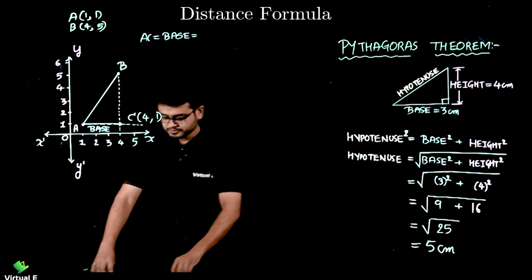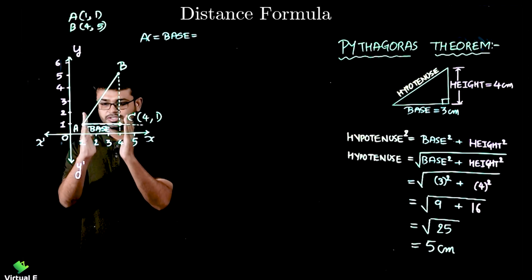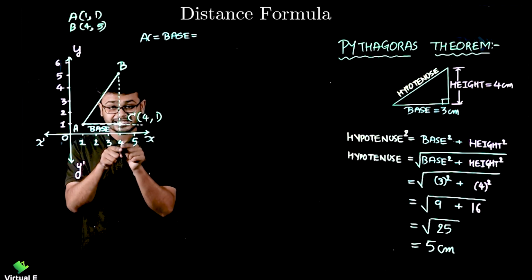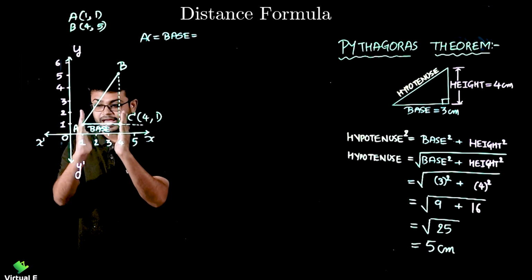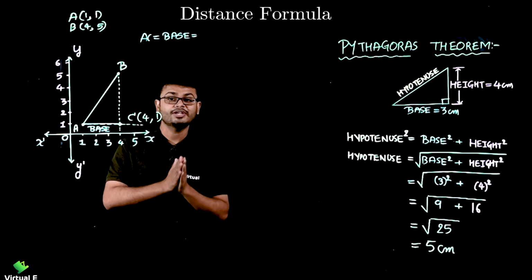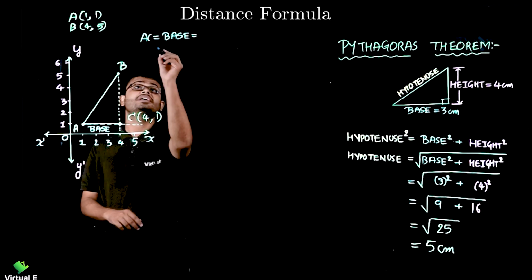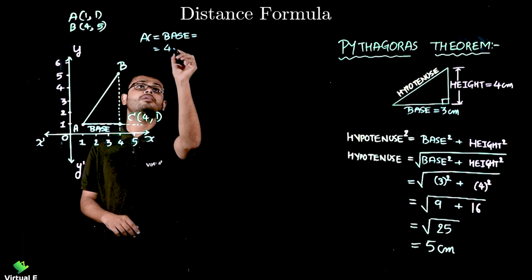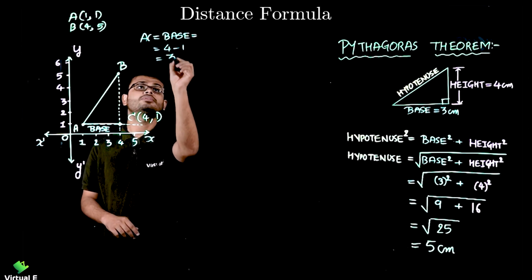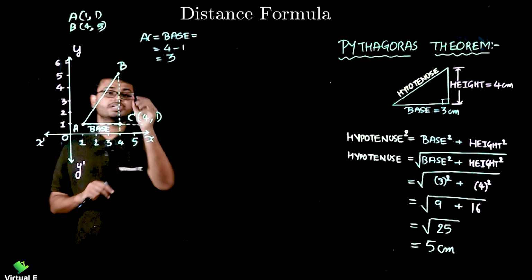Very simple. A starts from here and C stops here. So between this line, see the x-axis points, it is 4 and 1. If you subtract them, 4 minus 1, that is the value of the base, which is 3. So let's write over here, base, which is 4 minus 1, is equal to 3. Done. Let's do the same for the height.